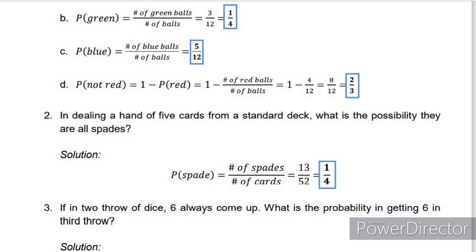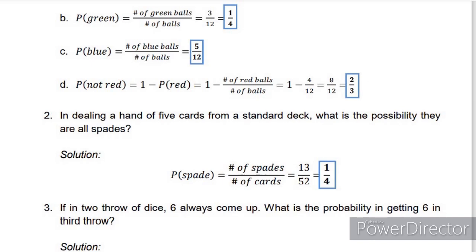Letter D, the probability of not getting red. We will just subtract the probability of getting red from 1. So it is equal to 1 minus the probability of getting red, which is the number of red balls, 4, over the number of balls, 12. So 1 minus 1/3 is equal to 8 over 12, or 2/3.